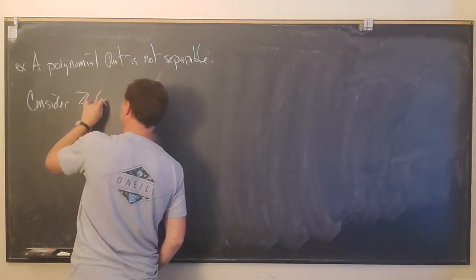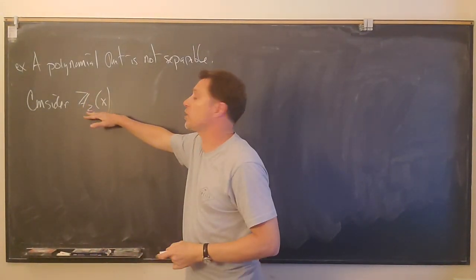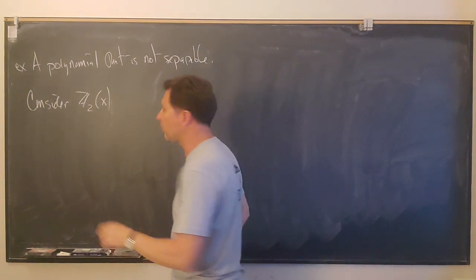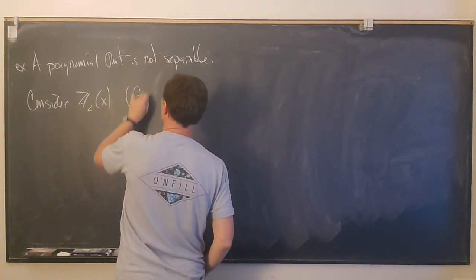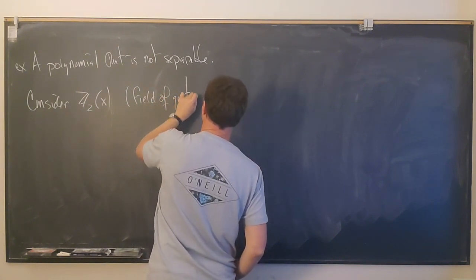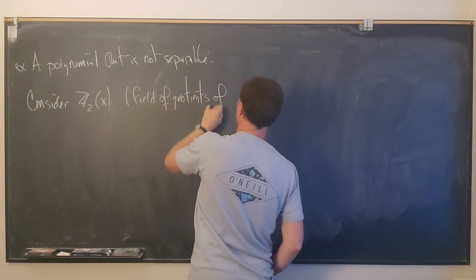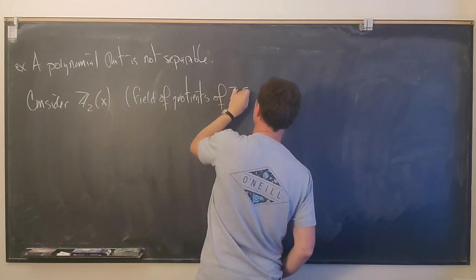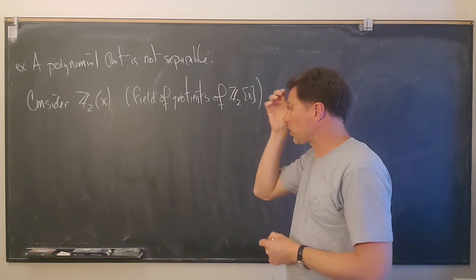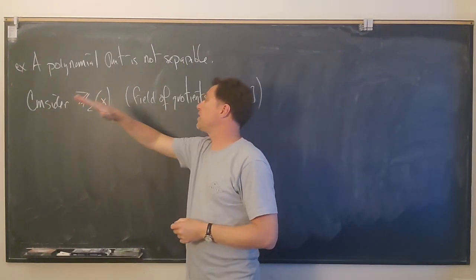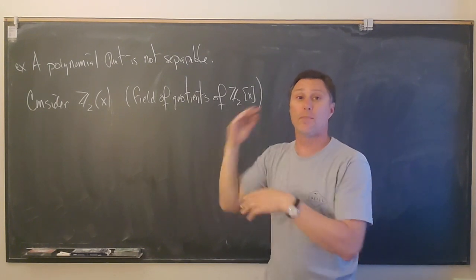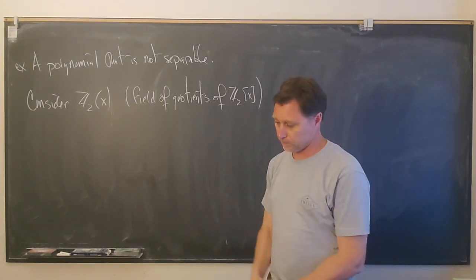Z2 parentheses x. Remember, this is the notation for the field of quotients of Z2 bracket x. Z2 bracket x is an integral domain, which means there's a corresponding field of quotients. What do the elements here look like? They look like equivalence classes of polynomial over polynomial.